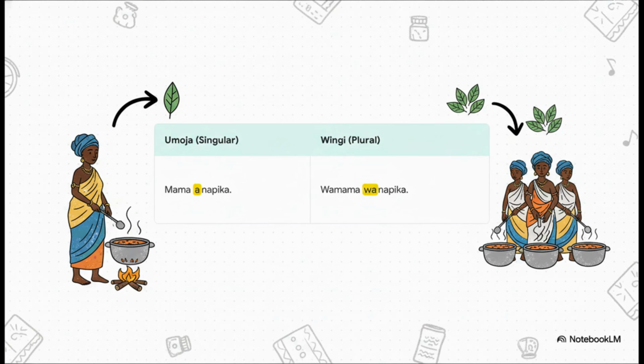Next up, the verb has to get in on the action. For a singular noun from this family, the verb prefix is a. But for a plural noun, it's wa. So anapika, for one mother, turns into wanapika for a group of mothers. The verb is just doing what the noun tells it to do.